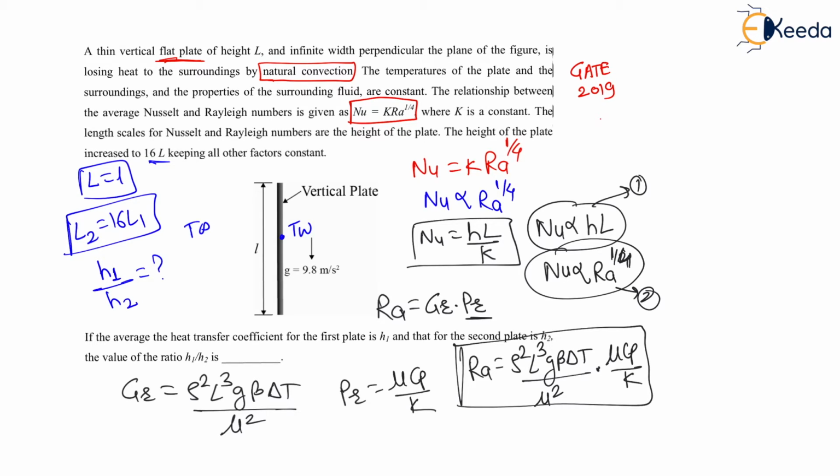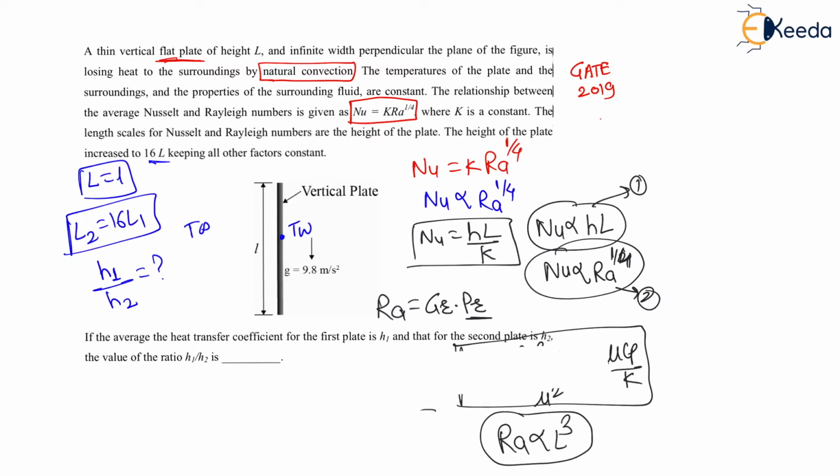And my dear students, here they are mentioning that only H and L are changing, all other factors are constant. Means can I say here this Rayleigh number is directly proportional to L cube, right? Therefore, we got one more relation: Rayleigh number is directly proportional to L cube, because here only the length of the plate is changing, all other parameters are constant, right? So my dear students, very important relation we got.